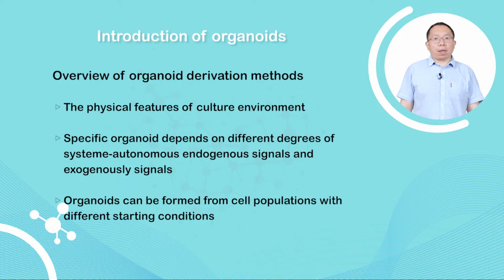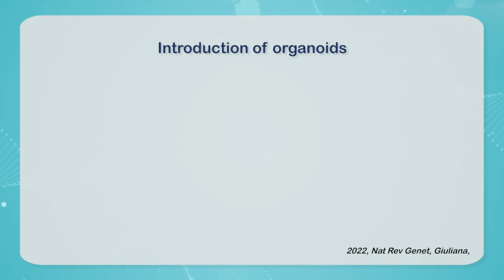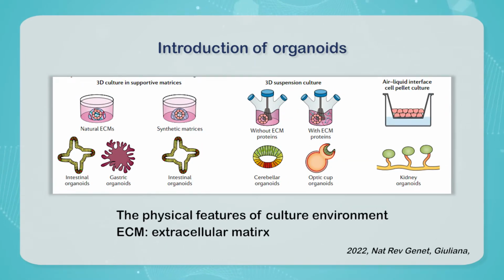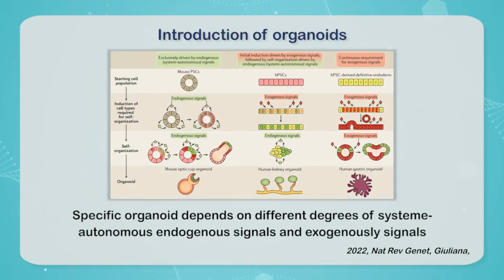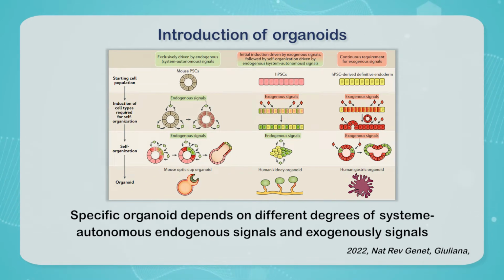Now, three methods are frequently used in organoid derivation. Firstly, the physical features of the culture environment are important to organoid development. The main types of culture environments are shown here, together with examples of organoids that rely on them. Secondly, the formation of a specific organoid depends on different degrees of self-autonomous endogenous signals and exogenously supplied signals.